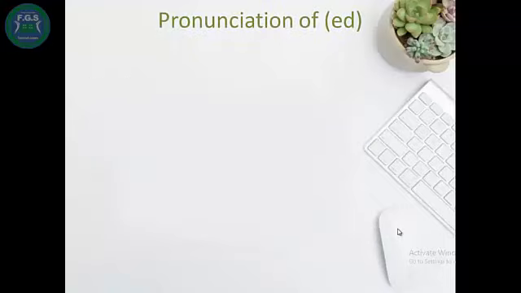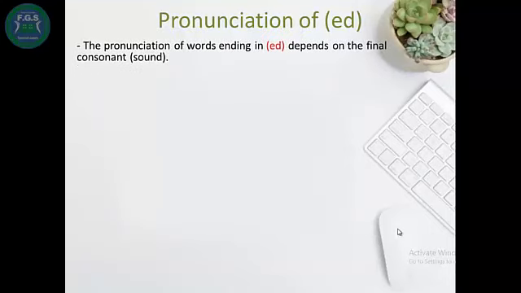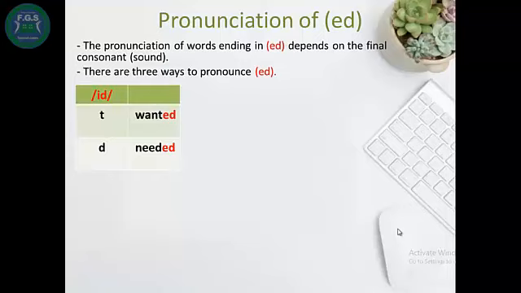Pronunciation of ed. The pronunciation of words that end in ed depends on the final consonant sound. There are three ways to pronounce ed. We pronounce it like ed when the verb ends with the sound t or d. Wanted, needed.